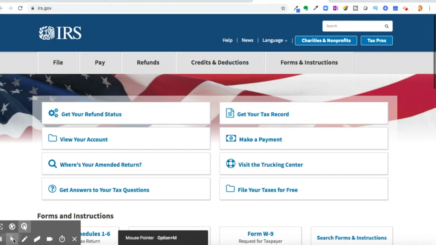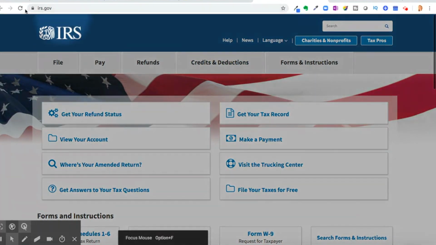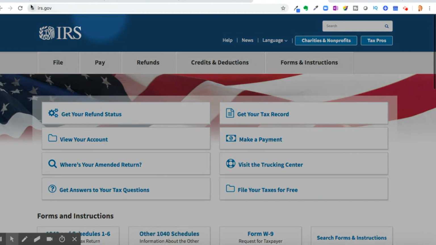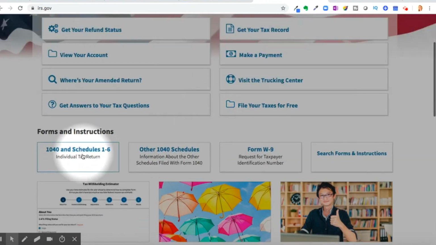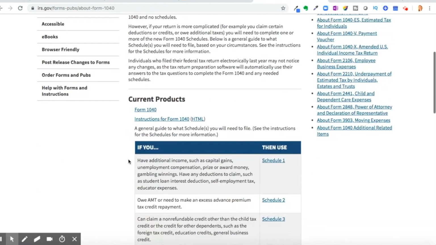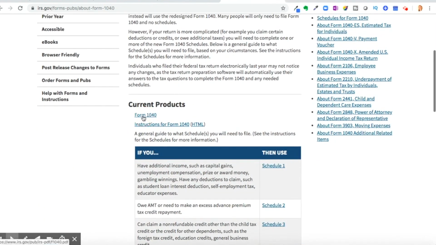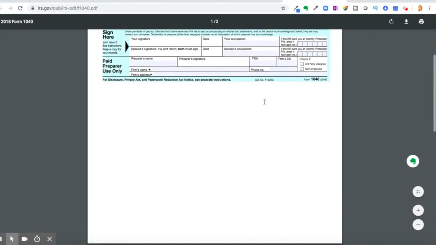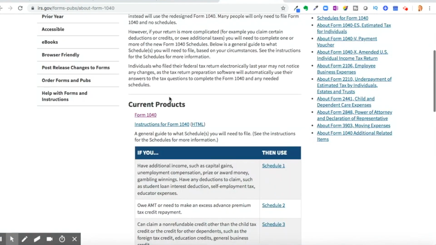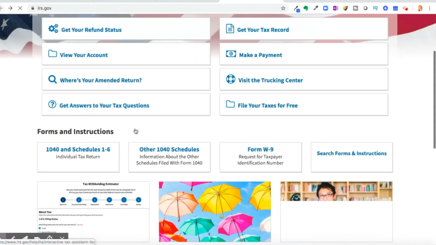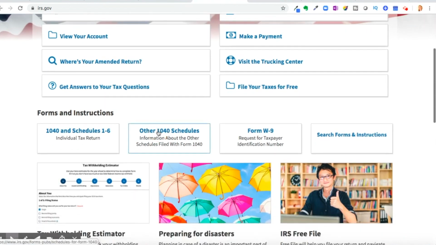So if you head into irs.gov here on a browser, I would open it up right now, follow along. We're going to scroll down here and you see forms and instructions, 1040 and schedules 1 through 6. We're going to come in here and click to see the current year Form 1040. I just press Command and click it so it opens in this next page. Now, before we look at this, we're going to come back over here and I'm going to open up the prior year form because it's going to help you understand.